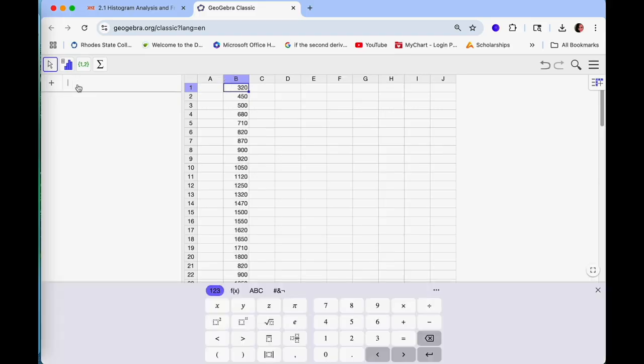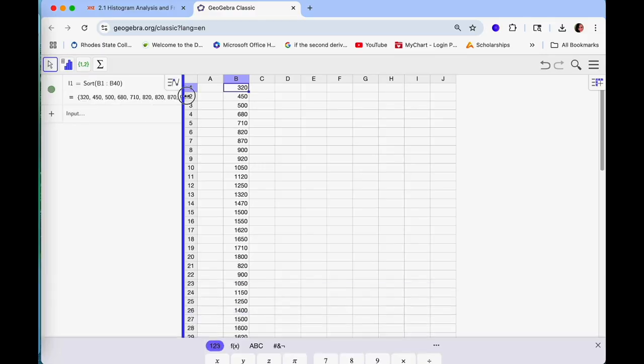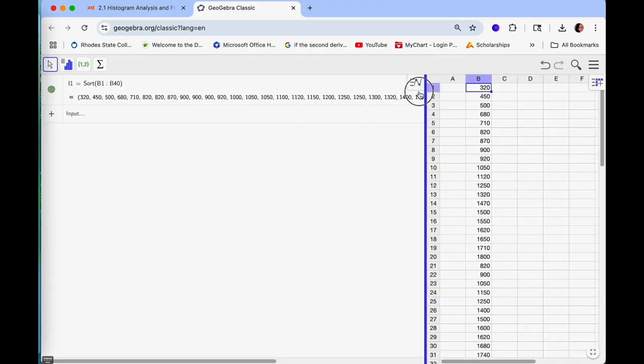If you want to sort them, you would just click SORT. You would choose list. And then because I'm putting mine in the B column, I would do capital B1 because that's where my data starts. Then I would use the colon. And then I would put in B40 because that's where my last data value is at. And then I hit enter. And then it stores my data for me.